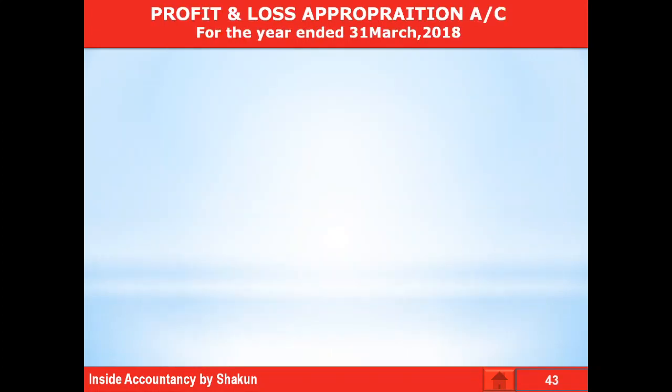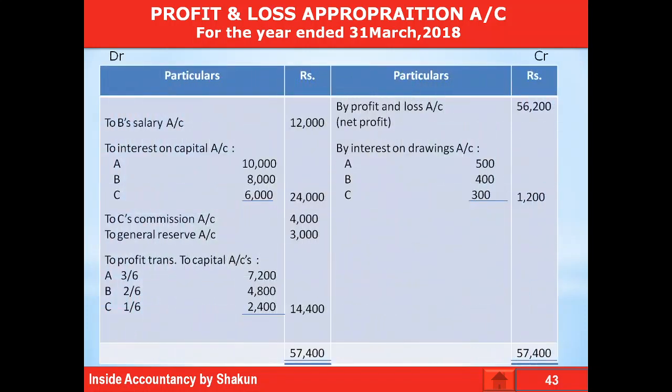Now let's look at the profit and loss appropriation account for the year ended 31st March 2018. As I explained step by step the respective entries that will be shown in the P&L appropriation account, now you can have a look at all of them together. Salary, interest on capital, commission and general reserve are shown on the debit side. Interest on drawings, being an income, is shown on the credit side. 56,200 is the profit that has been transferred from P&L account. And finally, when we do the balancing, our balancing figure or the divisible profit is 14,400.